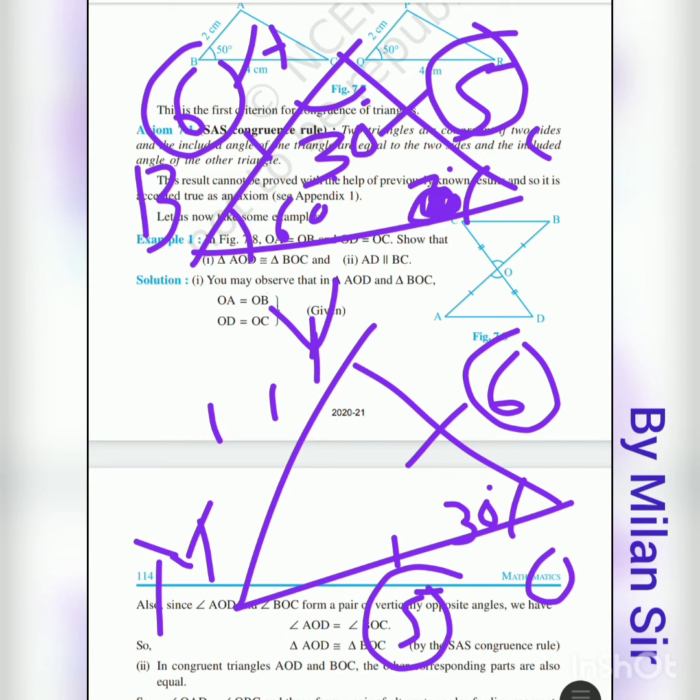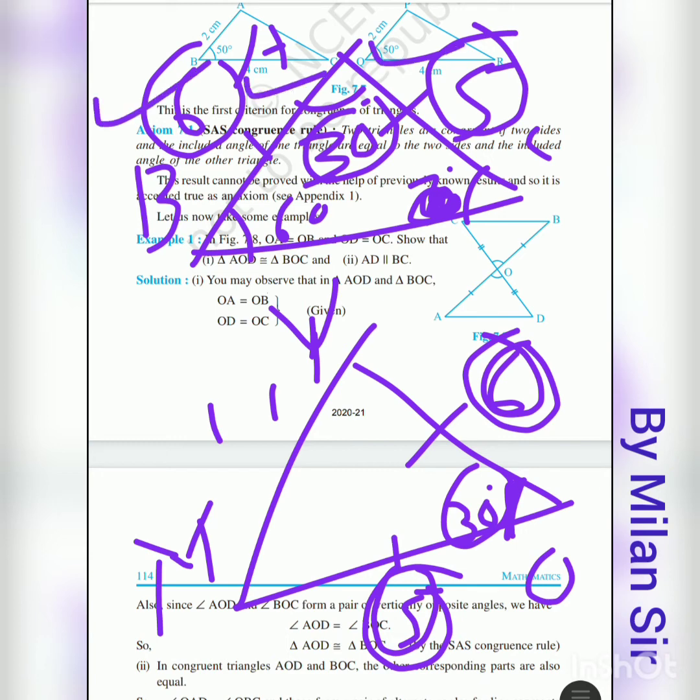So if the included angle between these two sides is equal to the included angle of the other triangle's sides, that means here even 6 and 5 we joined, they meet at O, and here we have the same measurement, 30 and 30. So from here we can say that these two triangles are congruent because it follows the side angle side criteria, here one side, angle, side. So these two triangles are equal.